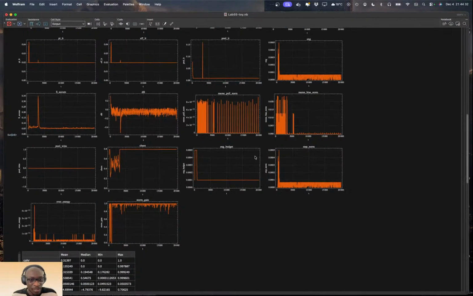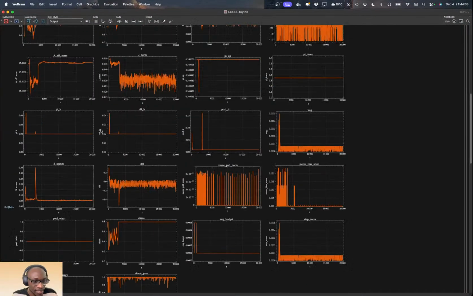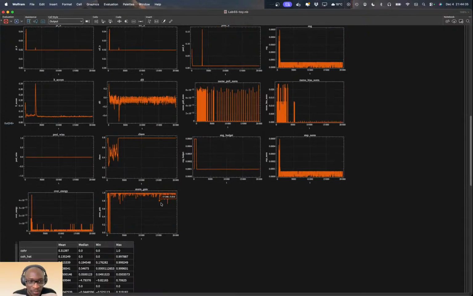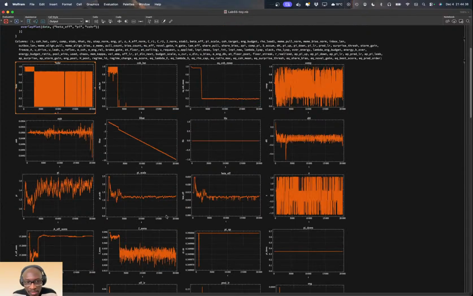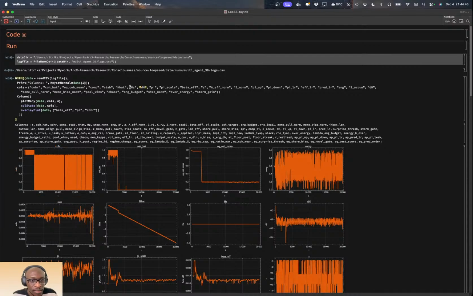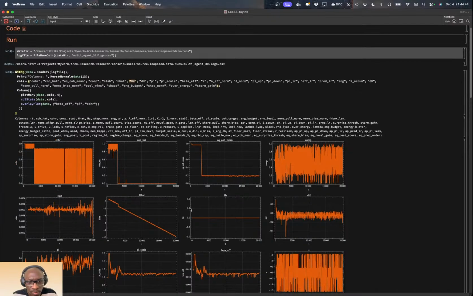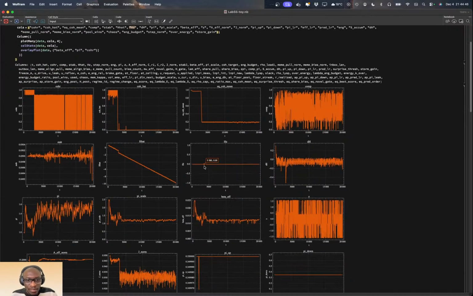Let's see how HZ looks in the system. I don't think I have HZ here. Let me see Z. Yes, it looks like it's just zero. Something might be not active.